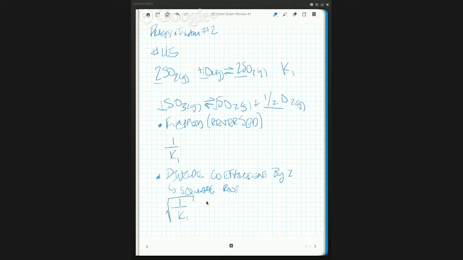Okay, so is that an option? Another way of writing that is 1 over K1 to the 1/2. Whenever you do a cube root or square root, it's to the 1/2. That's the square root. If it's cube root, it's 1 over 3, etc. And so my guess is that that is the answer, which would be C. So let's take a look. I haven't looked at the key yet.